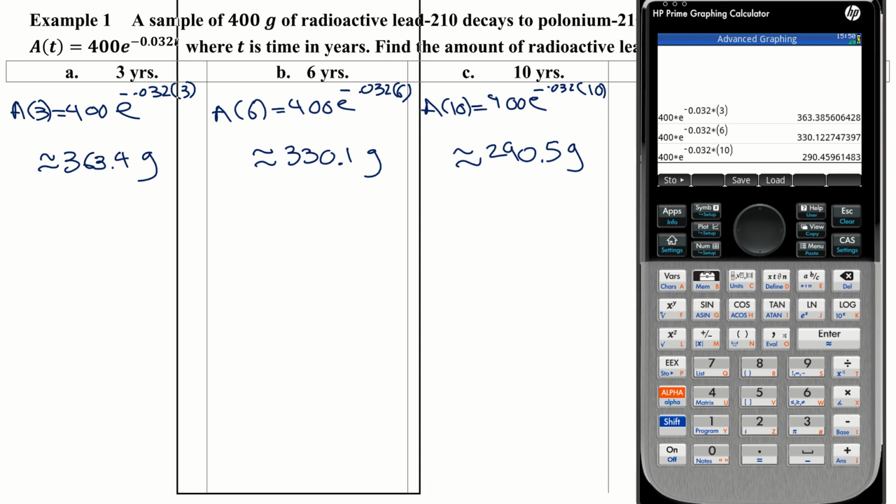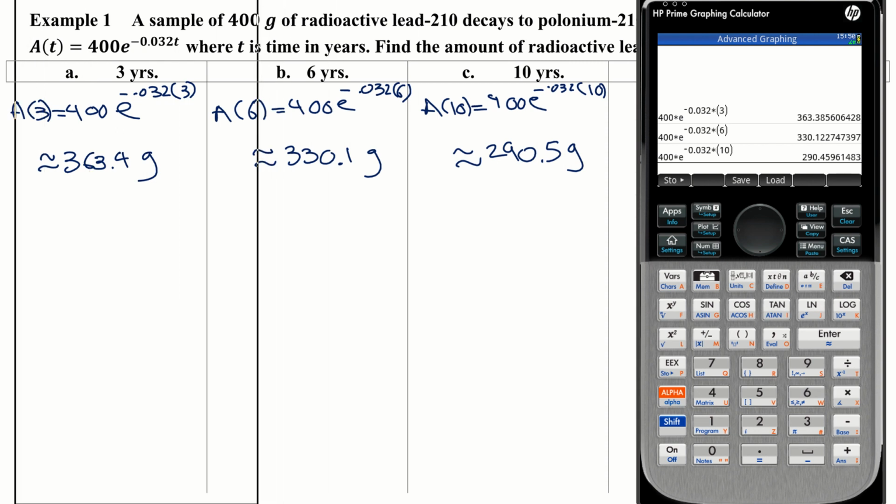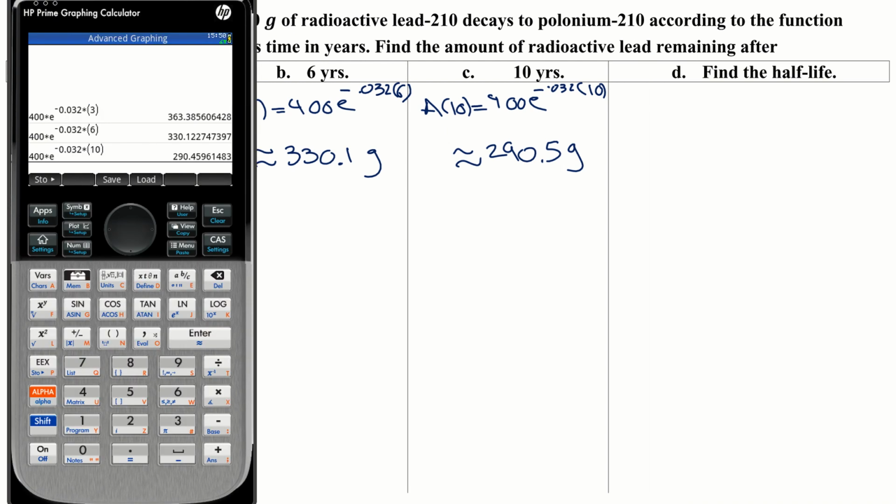Okay, so the next thing that we're going to look at is going to be a little bit different. Here we're finding the half-life. Remember, the half-life of a substance is the amount of time that it takes for a given amount of the substance to become half that given amount. So here, when we start with our general formula, A of t equals 400 e to the negative 0.032 t, we're going to be interested in the time that it takes for this 400 to become 200.